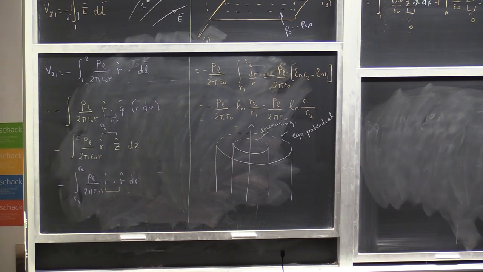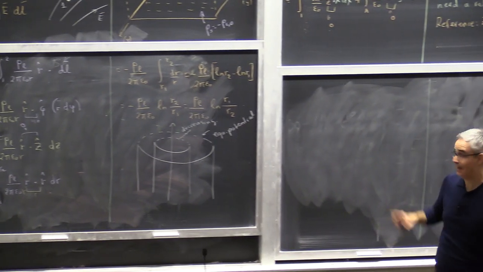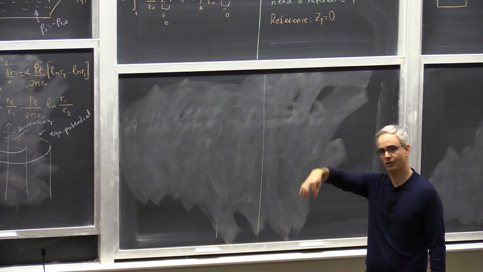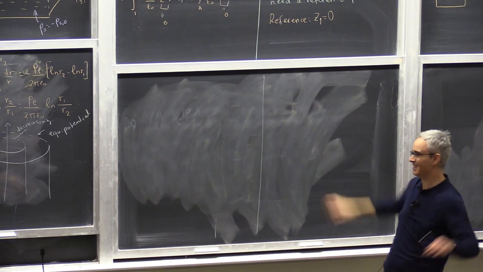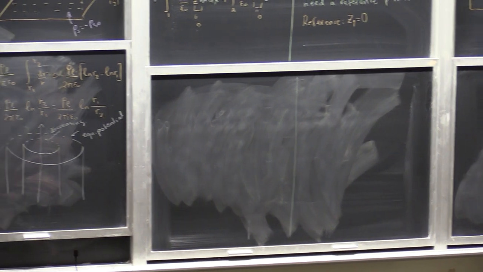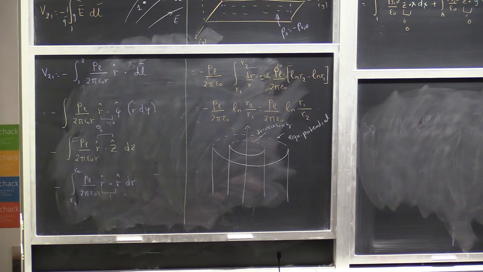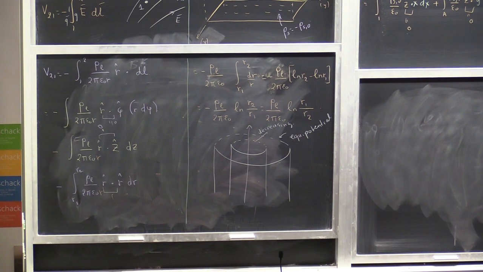So here you see a case where actually putting the reference point to infinity, by the way, even in the case of the capacitor, we didn't put it at infinity, we put it on that z equals zero, which extends all the way to infinity. But this one is an example where actually this choice would not work. So the choice of reference point at infinity does not work generally for infinite charge densities.